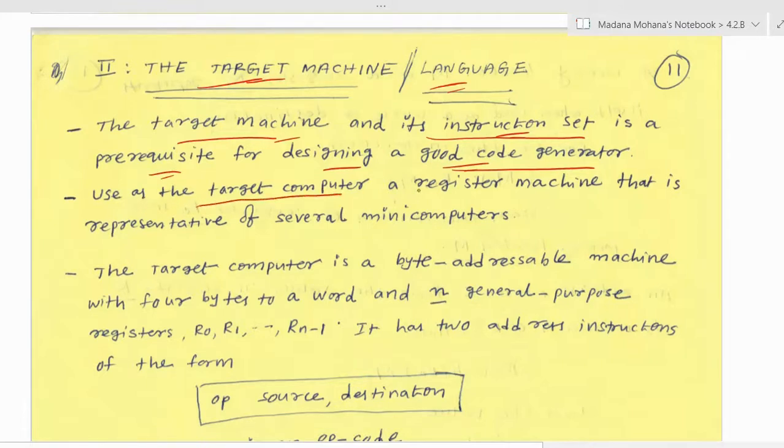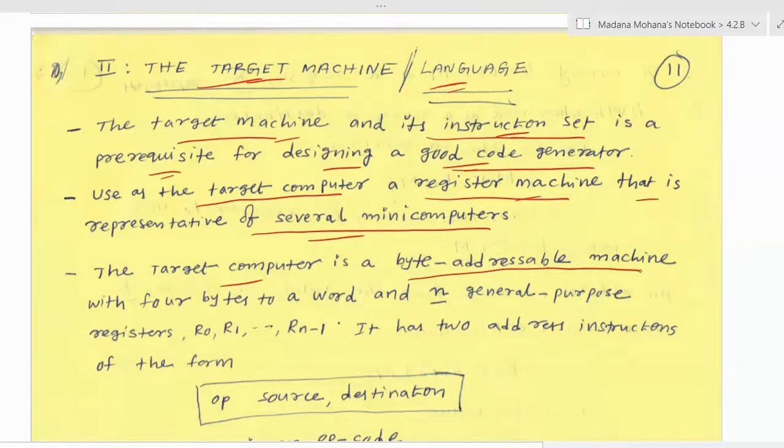Use as the target computer a register machine that is representative of several minicomputers. You can consider the target computer as a register machine representative of several minicomputers. The target computer is a byte addressable machine with 4 bytes to a word, and n general purpose registers denoted as R0, R1 and so on, up to Rn-1.